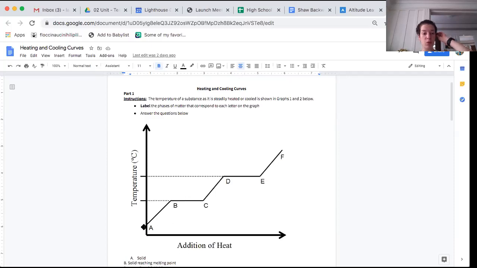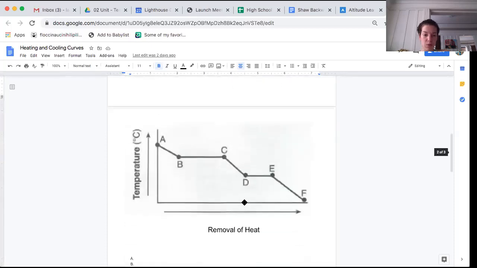Okay? So here we have a solid, particles are going faster and faster. And then once they hit the magic temperature where they start to change their phase, they don't actually move faster. What's happening is that we're karate chopping all the connections between the particles. That's where the energy is going. So we don't have a change in temperature because we don't have a change in speed. All the energy is going to breaking the connections between the atoms and molecules.